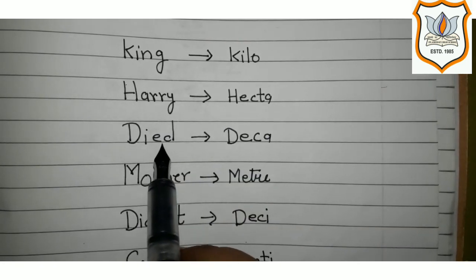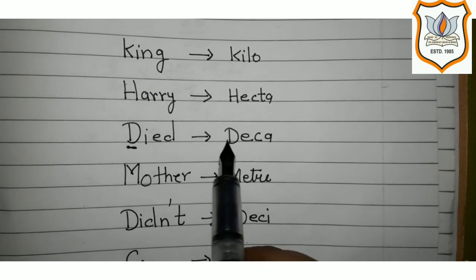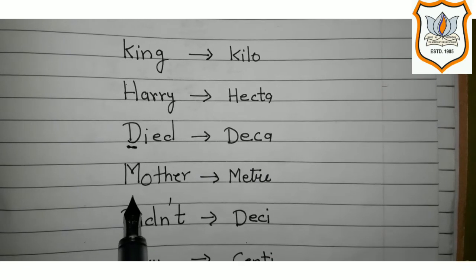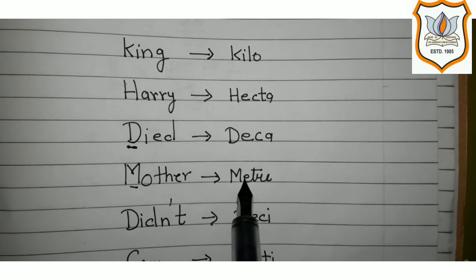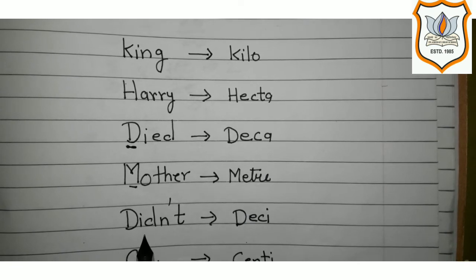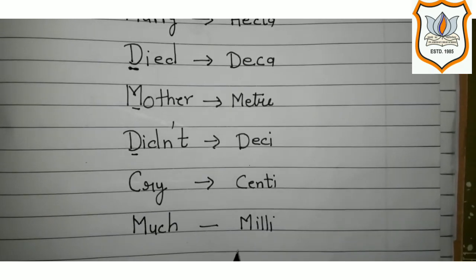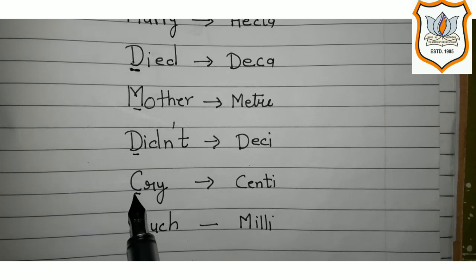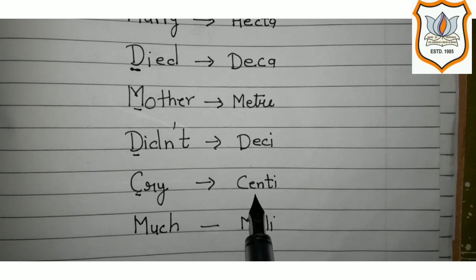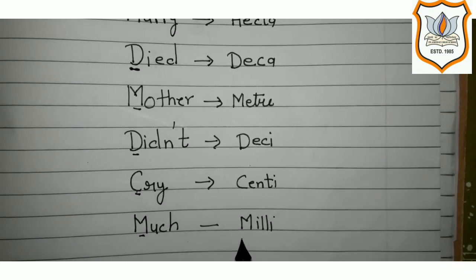The next word is died. The first letter of died is D. So this D stands for deca. The first letter of mother is M. This M stands for meter. The next word is didn't. The first letter of didn't is D. This D stands for deci. Our next word is cry. The first letter of cry is C. This C stands for centi, and our last word is much, and M stands for milli.